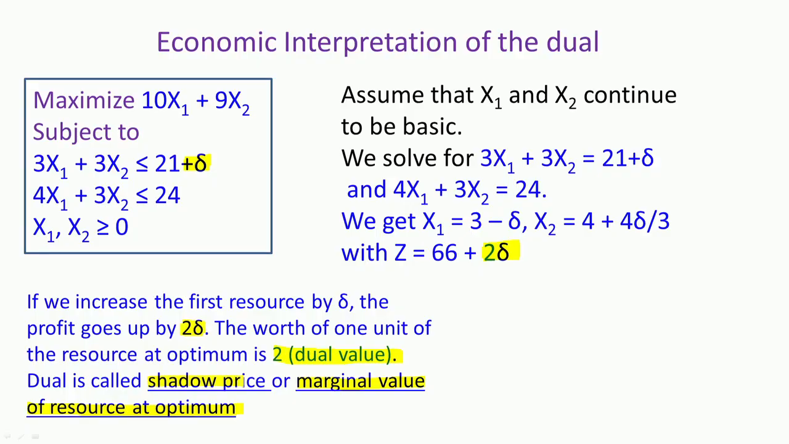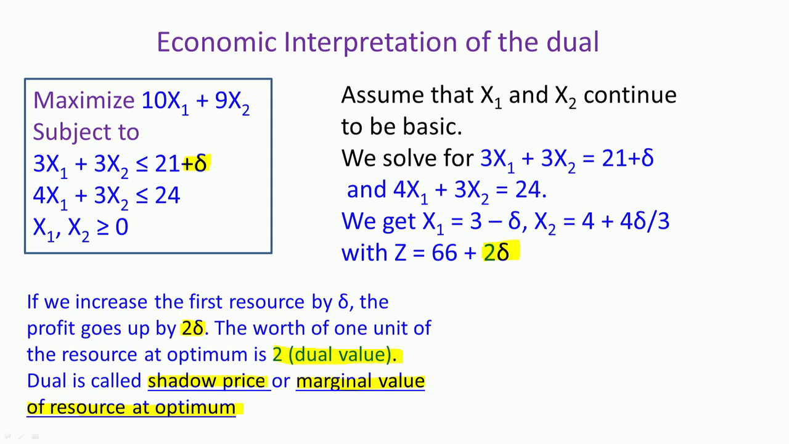Therefore, the dual is called the marginal value of the resource at the optimum. It is also called the shadow price. It is the notional price at which I can buy the extra unit of that item. Therefore, it is called shadow price or marginal value of the resource at the optimum.